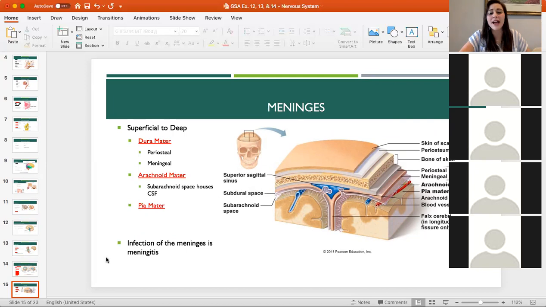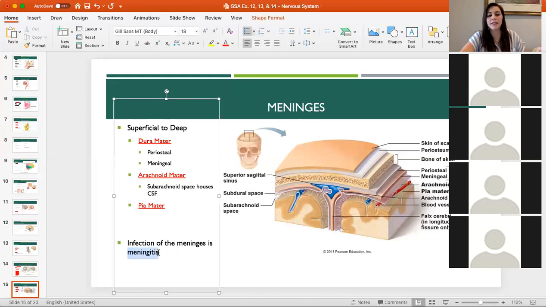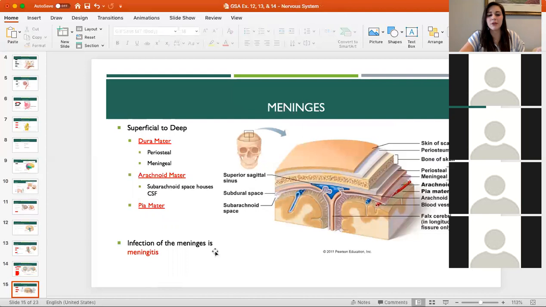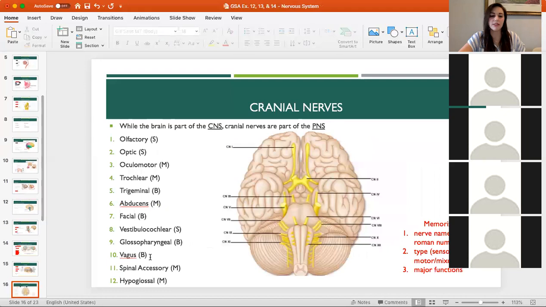You also want to know that when any of these meninges are infected, or inflamed would be another word that we could use, that's going to be meningitis. Let me color that red. So meningitis, very important for you to know. Also, just a little tip, if you ever see something that ends in itis, I-T-I-S, that means that there's some type of inflammation going on. Just a little side note for your reference.